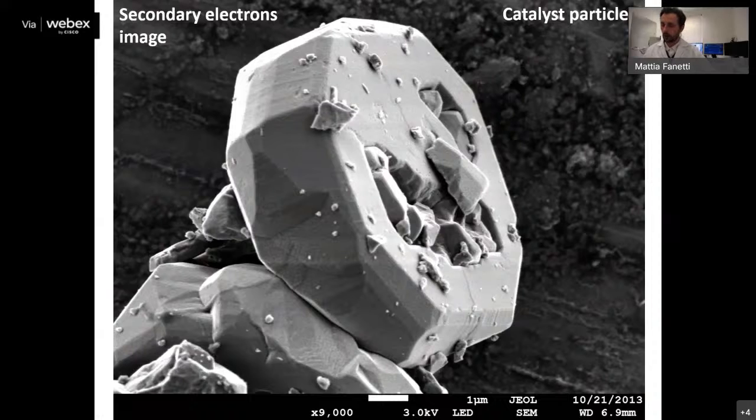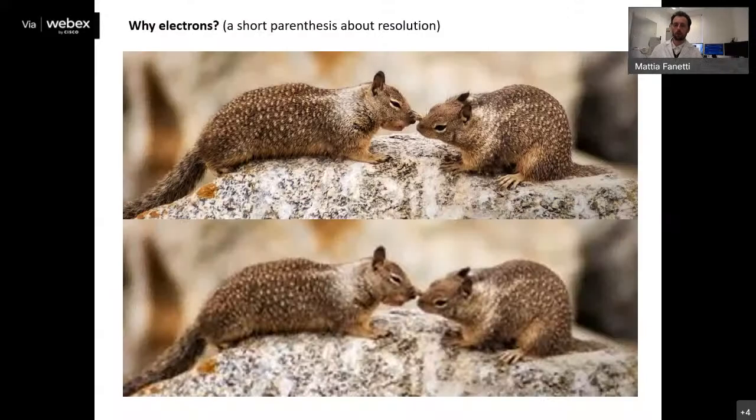Now, before going on, I would like to give some details about the interaction between the beam and the sample to understand what the different signals are that we can analyze. But before this, I would like to do a short parenthesis about resolution, because this is a very important point in scanning electron microscopy. The first thing to ask is why we use electrons, why it makes sense to use electrons.